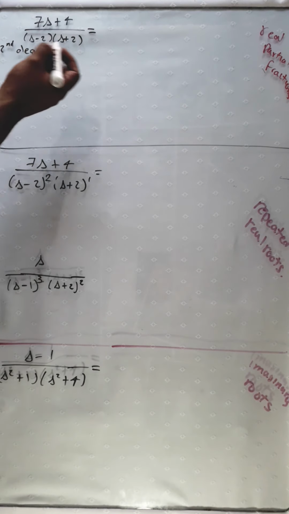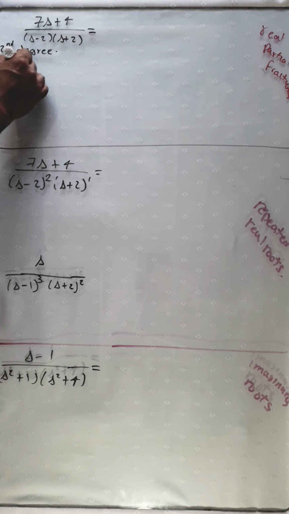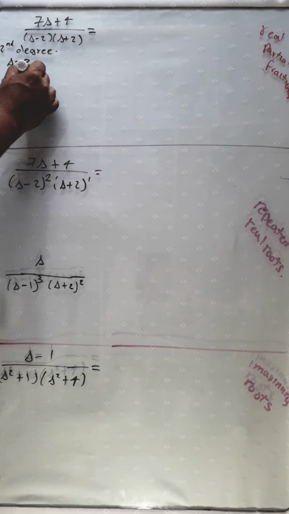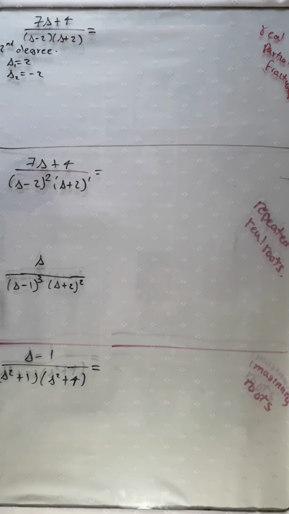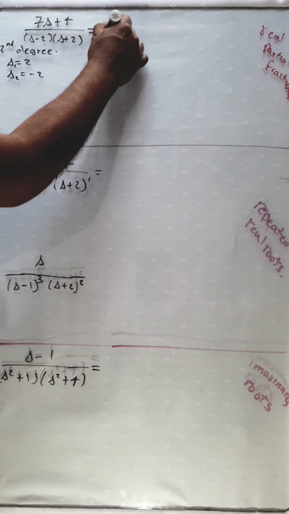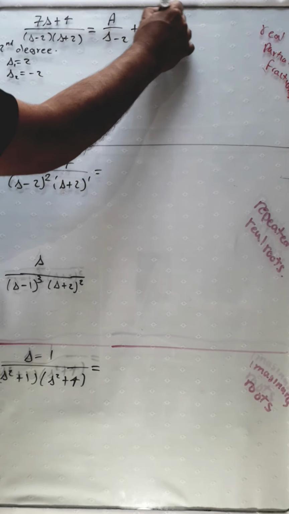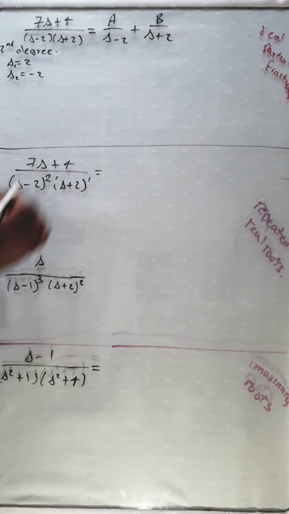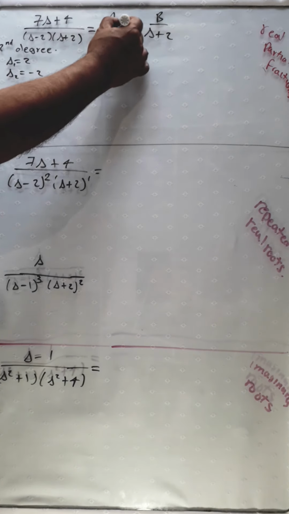and you will have the roots like this: s equal to 2 and s equal to minus 2, s1 and s2. Because it is second degree, you will have two roots, and then here come the partial fractions. You will have two partial fractions. How are those partial fractions? They are like this: a over s minus 2 plus b over s plus 2. Those are the partial fractions.